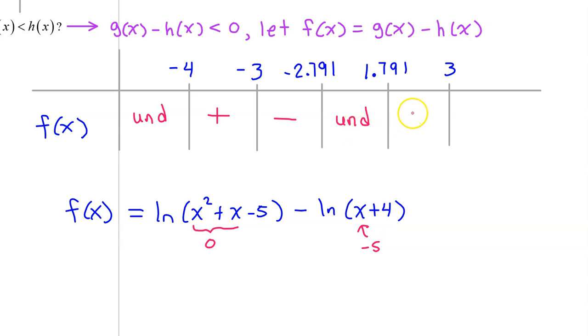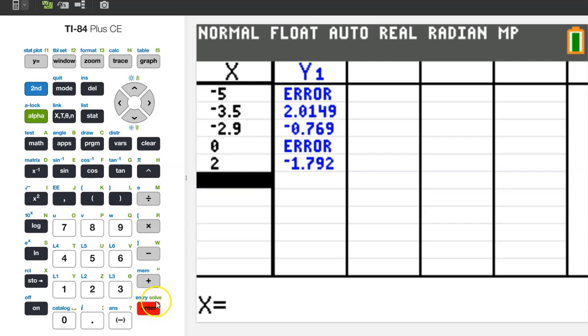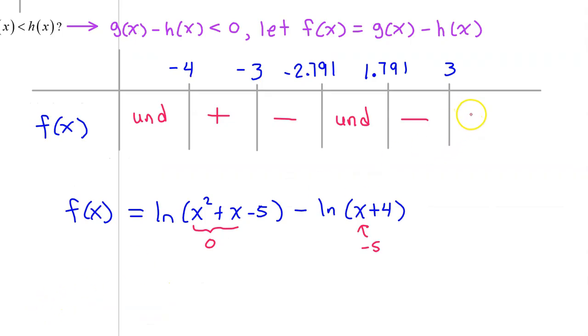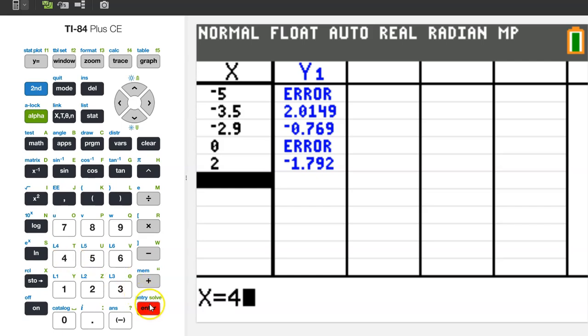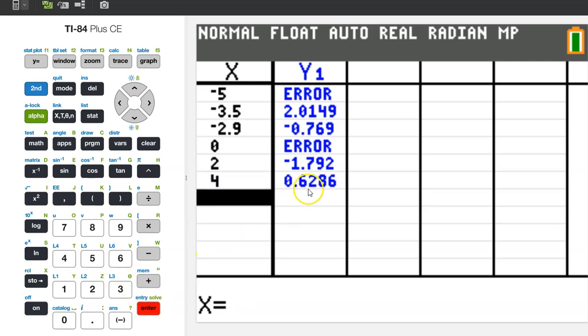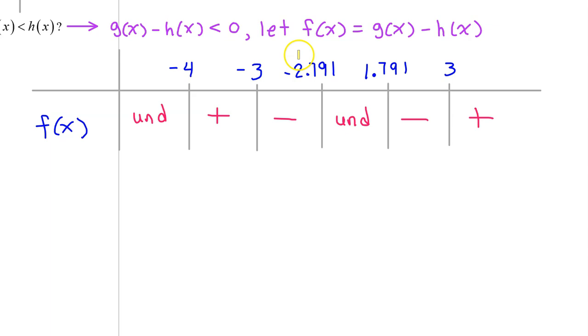Next, we need a test value between 1.791 and 3. So how about 2? That's a negative number. Finally, we need a test value bigger than 3. Let's use 4. That's giving us a positive answer.